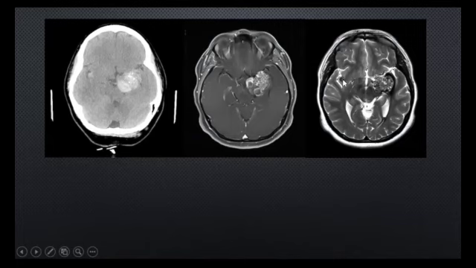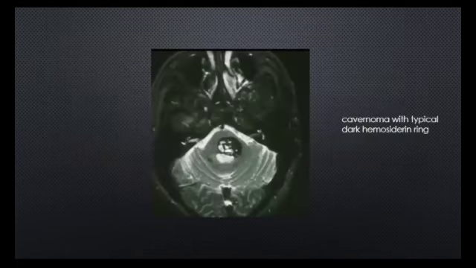This is a fairly typical appearance, although large, for a cavernous angioma, also known as a cavernoma. This is a classic cavernoma in the sense that you see this complete dark hemosiderin ring around this cavernoma with, again, these multiple areas of high signal intensity within. This has some mass effect, which is not unusual with these larger cavernomas.